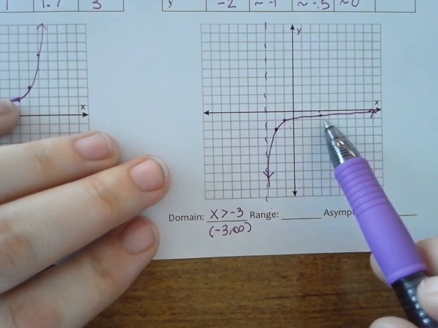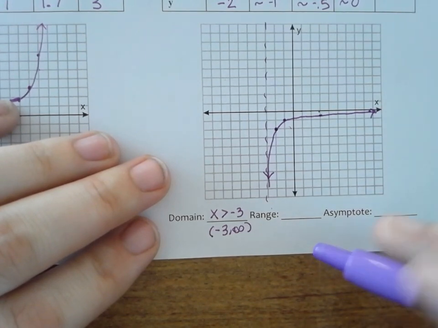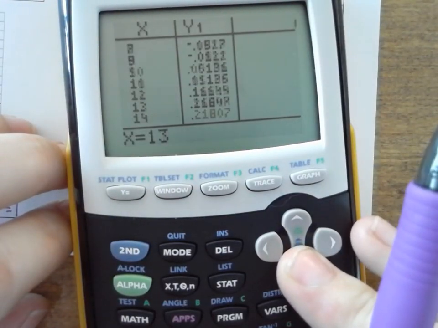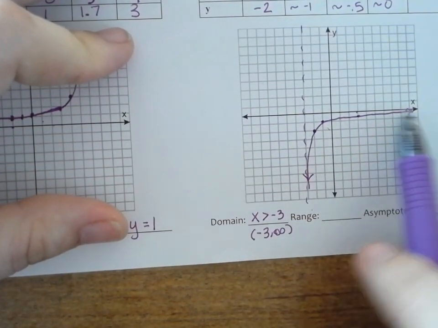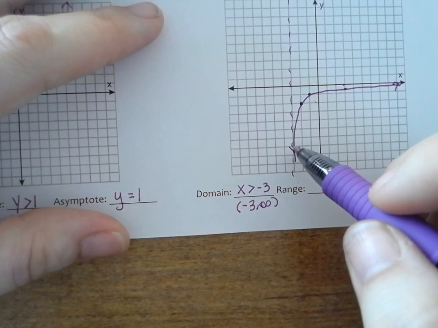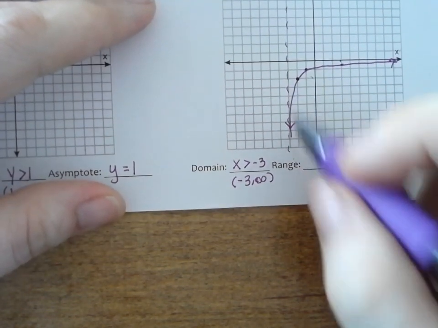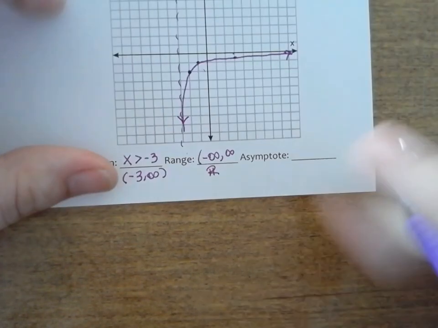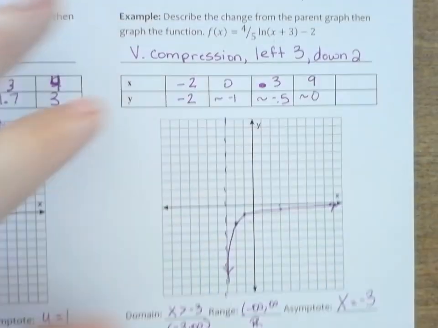Are we going to go forever up? I don't think so. Yeah, we'll eventually, right? We can keep going. If we were to go back to our table and zoom out far enough, it keeps getting bigger and bigger and bigger. It'll take us a long time, but the line y equals 0 is not an asymptote here. So it looks like we'll be going from negative infinity, because it's going to keep going down, to positive infinity. So that would be all real numbers. And then your asymptote, we have a vertical asymptote at x equals negative 3. Okay, so there's that.